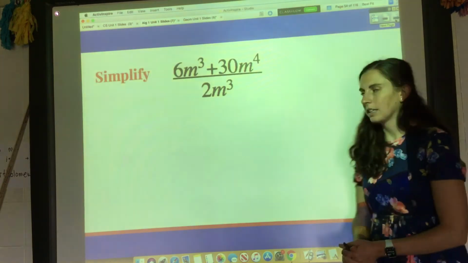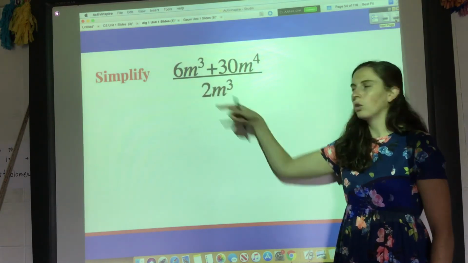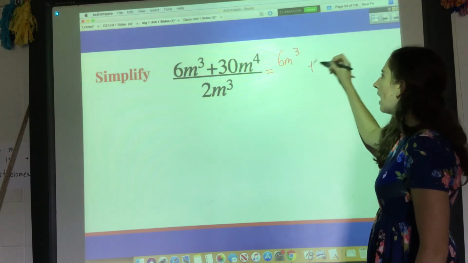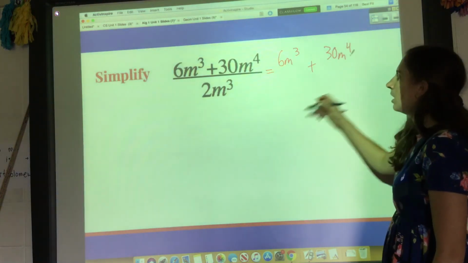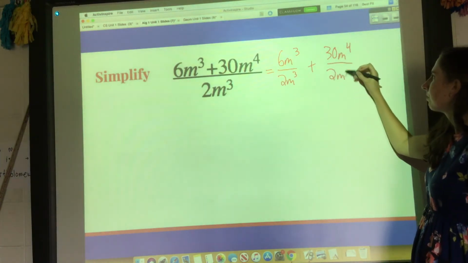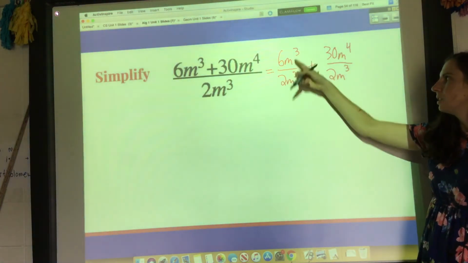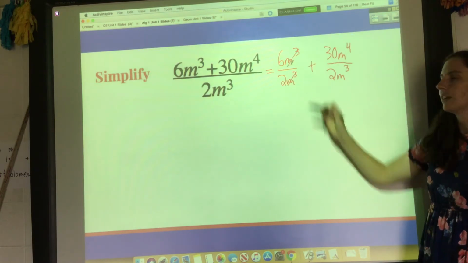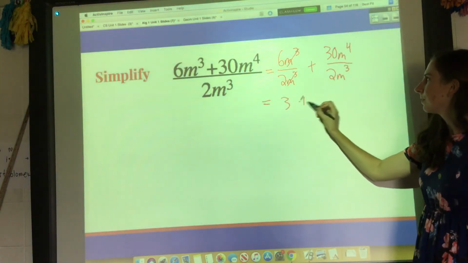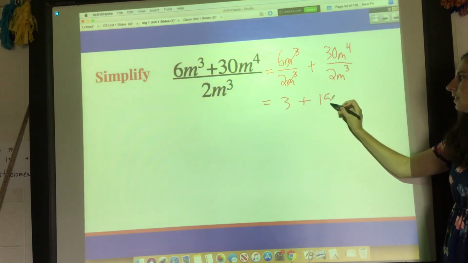All right, let's add a few more variables in here. Again, just put these numerator pieces over the denominator. So let's split this into 6m cubed and 30m to the 4th, and put them both over 2m cubed. And then let's simplify. M cubed divided by m cubed, those just cancel out. They give you a 1. And 6 divided by 2 is 3. On this one, 30 divided by 2 is 15.